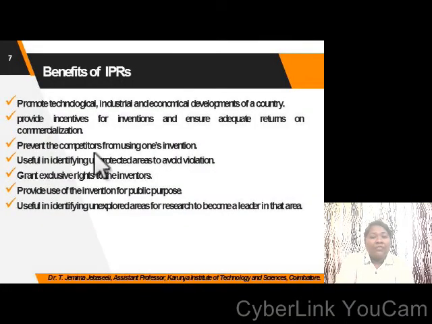It prevents competitors from using one's inventions and unprotected ideas, avoids violations, and grants exclusive rights to the inventors, and provides use of the invention for public purpose, useful in exploring research. So while we go for IPR, these are the benefits.